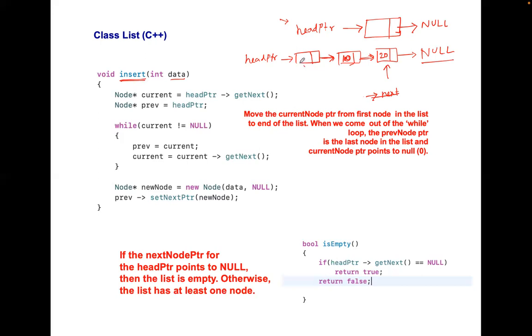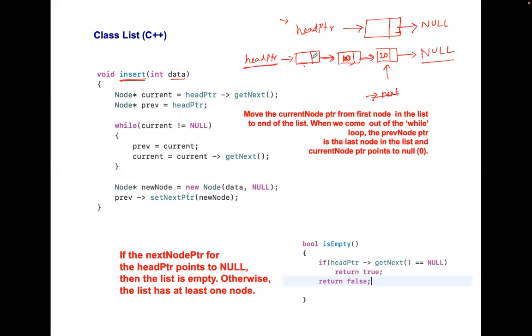But this is all we have. So we are not going to modify the head pointer in any way, because if we lose the address of the head pointer, which means the address of the first node, the linked list is gone.